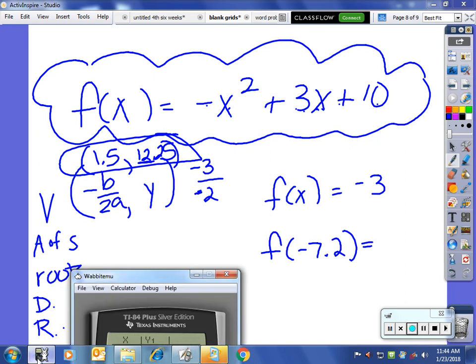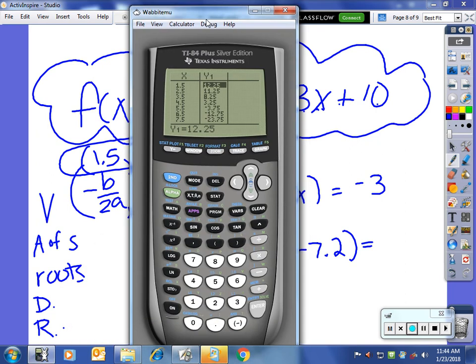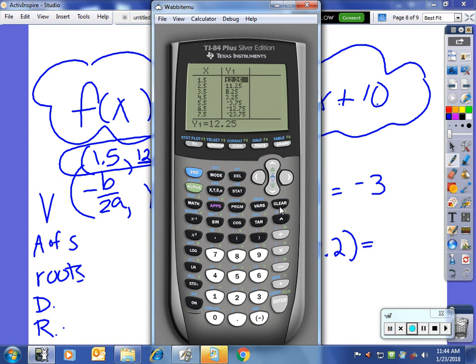Here's another thing you could do when you know an x. And I do want y'all to look up here. I want you to be comfortable with this way too. If you know an x value, you can do calculate. Remember, calculate and trace are the same key. And you can do calculate value. That's anytime you know an x. And it's going to ask you, the blinker is saying, what do you want x to be?